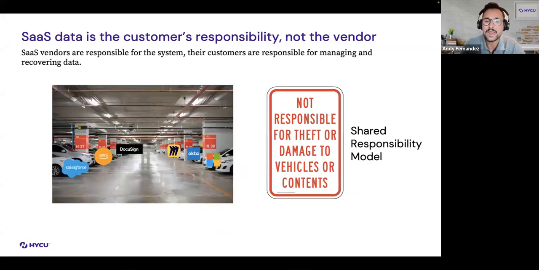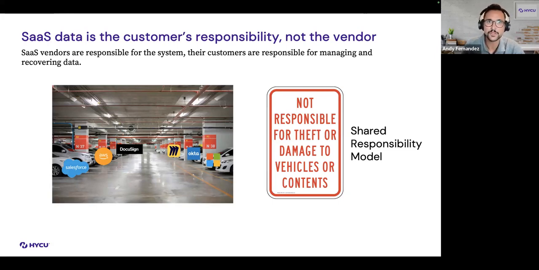But what does that have to do with data protection? Well, the reason this is so critical today is that many organizations, when they move to a SaaS, think that they are no longer responsible for anything. I'm paying these folks a couple bucks a month for this service. I don't need to do anything anymore. They said that they were going to maintain it for me.